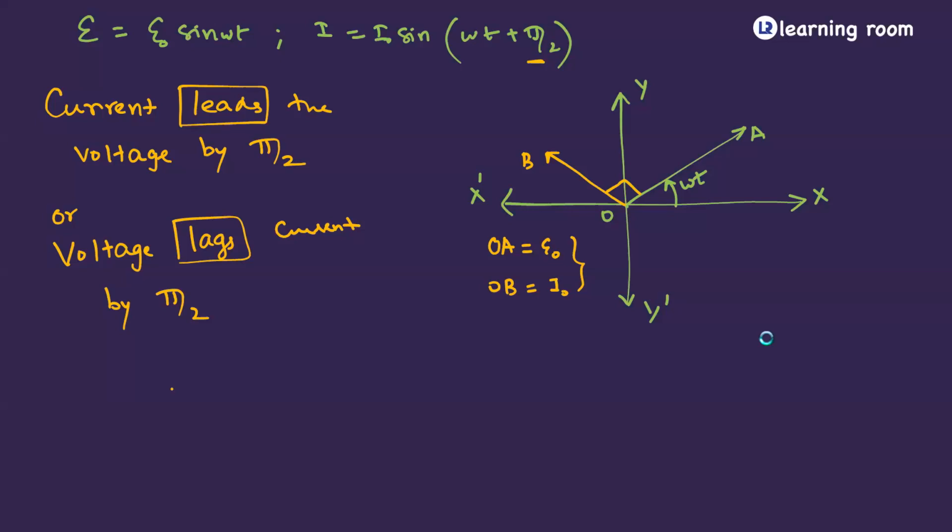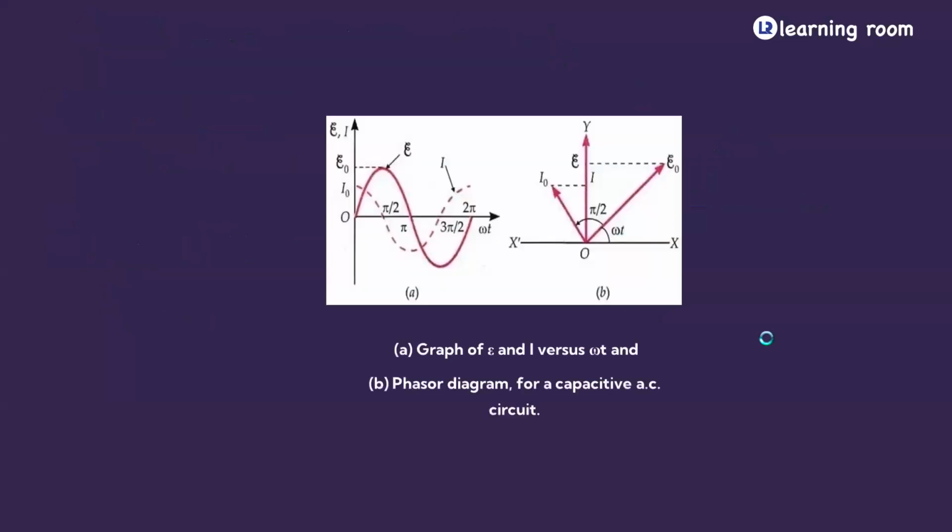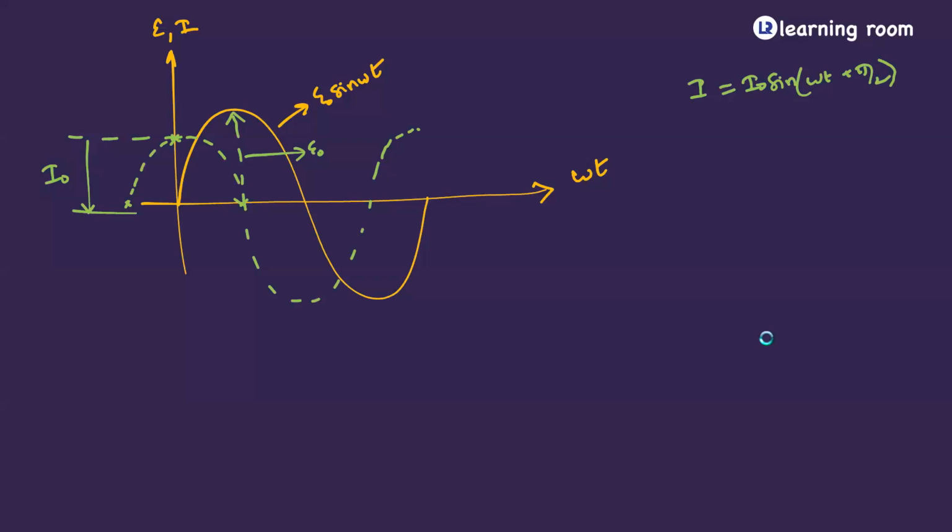And when you draw the graphical representation, you will take E and I on the x-axis and omega t on the y-axis. So how is the graph going to look? EMF is still going to follow the normal sine, but for current, the graph will get shifted to the left by pi by 2. So in this case, wherever the EMF is minimum, the current will be maximum, and vice versa. Am I clear till this point?